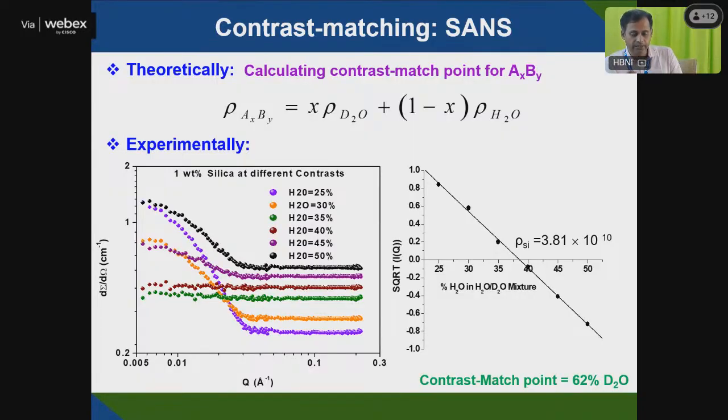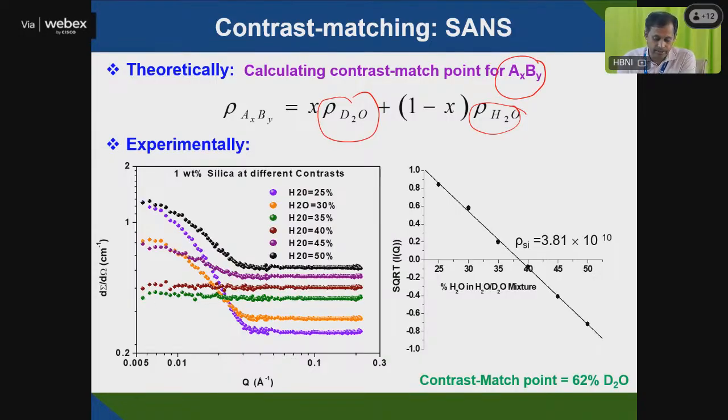One example I have shown is typically the contrast matching. If a molecule AX, BY is the sample, the scattering length density of the whole material AX, BY equals X of rho D2O plus 1 minus X of rho of water. So by varying the scattering length of your water and D2O, you can see the structure.